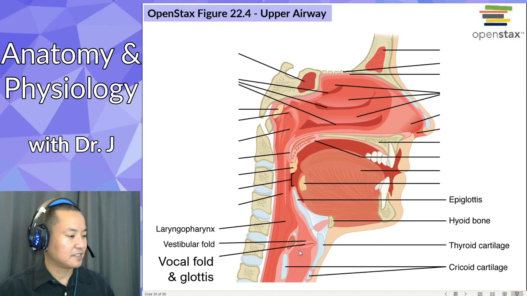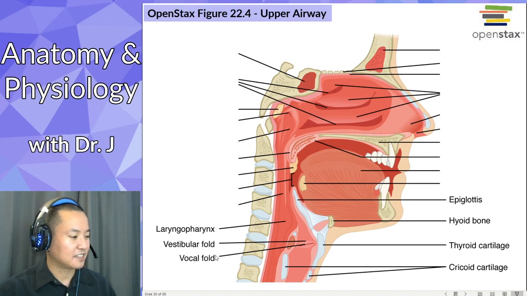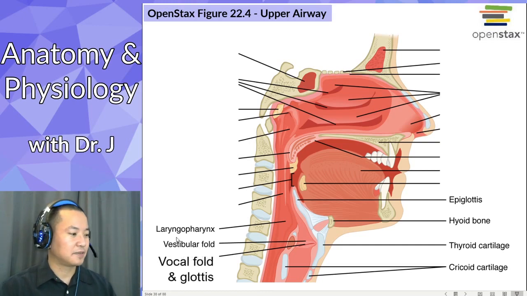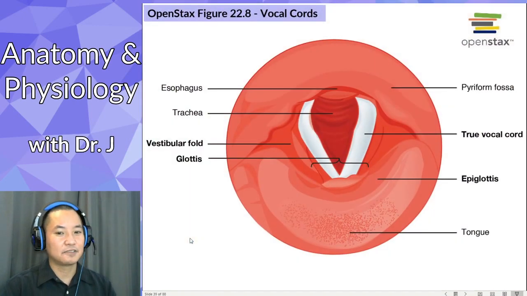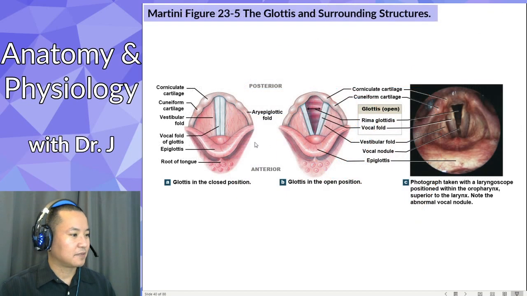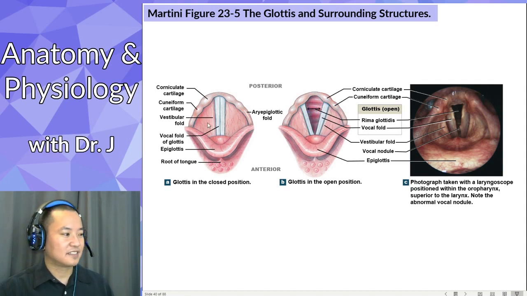Now what we have here is the vocal folds, and I think in the OpenStax it just says vocal fold, but you should put vocal fold and glottis. The glottis includes your vocal folds, but it also includes the opening between the vocal folds right here. And what we have here, the rima glottidis, is this little opening right here, and the vocal folds, or sometimes called vocal cords, make up your glottis.